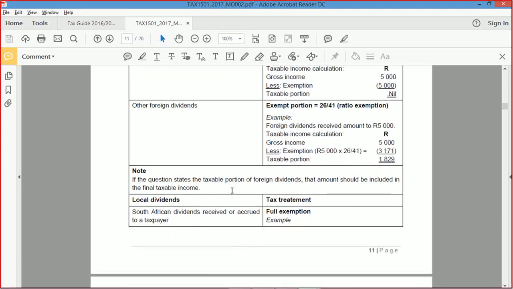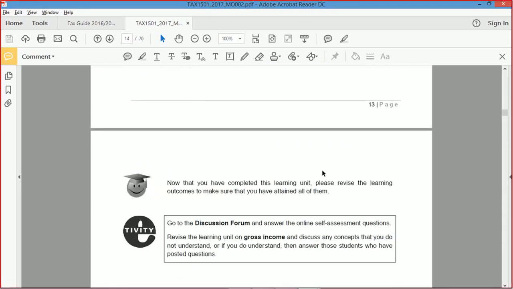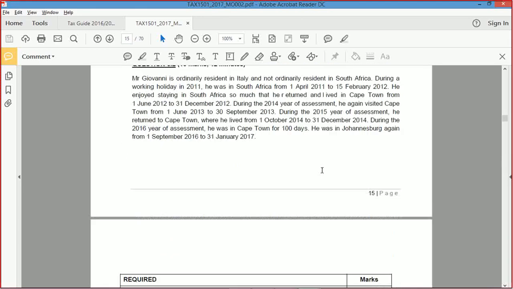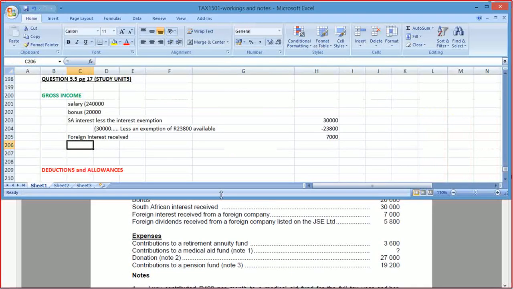Then you go back and look at this thing. Where is it? This table, the foreign dividends table. Remember, listed in South Africa, or more than 10% voting rights or ownership. Other foreign dividends, portion of 26/41. Okay, so let's go back. Let's see what else she gets.